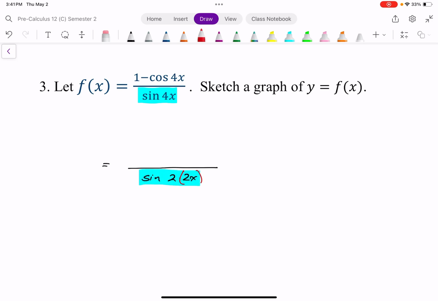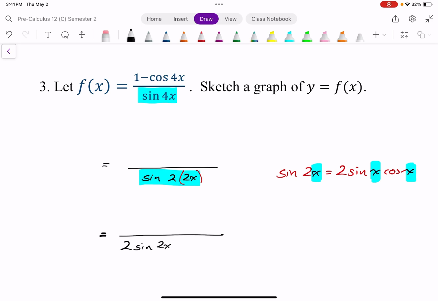I can imagine me looking at where I have, well, maybe I'll say this. If I just look at the sine of 2x, if we know that that equals this, well, then imagine instead of an x, I have a 2x, which means these x's here would be 2x, which means I can write my denominator as 2 times the sine of 2x times the cosine of 2x.